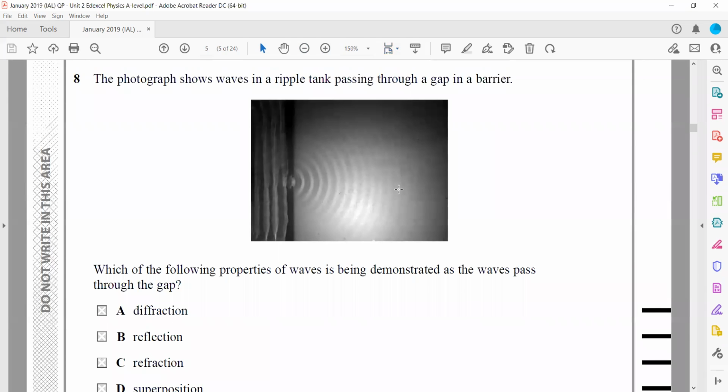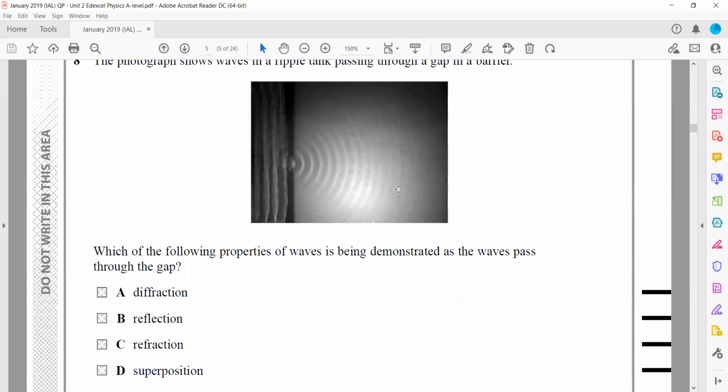The photograph shows a wave in a ripple tank which is passing through a gap in a barrier. Which of the following properties of a wave is being demonstrated here? When the wave passes through a gap, what we observe is diffraction, which is a bending of a wave around the edges.